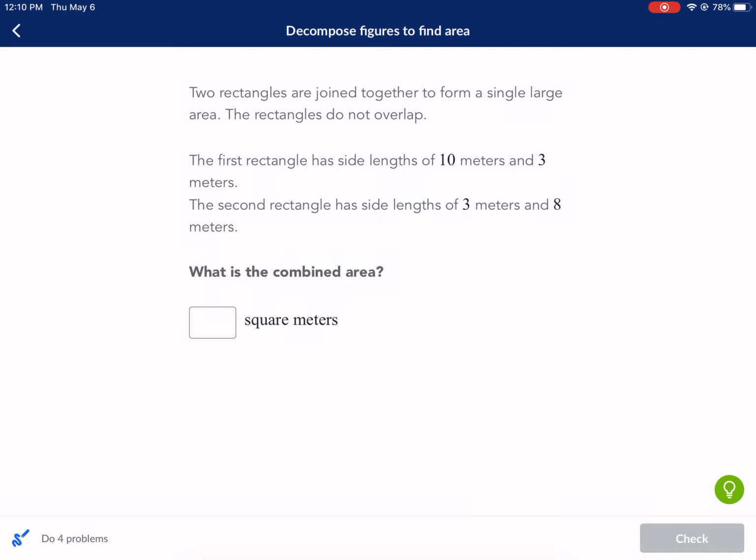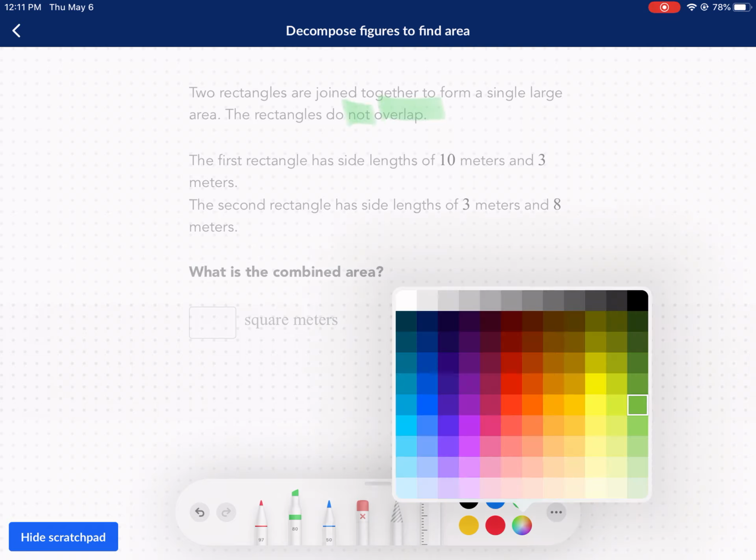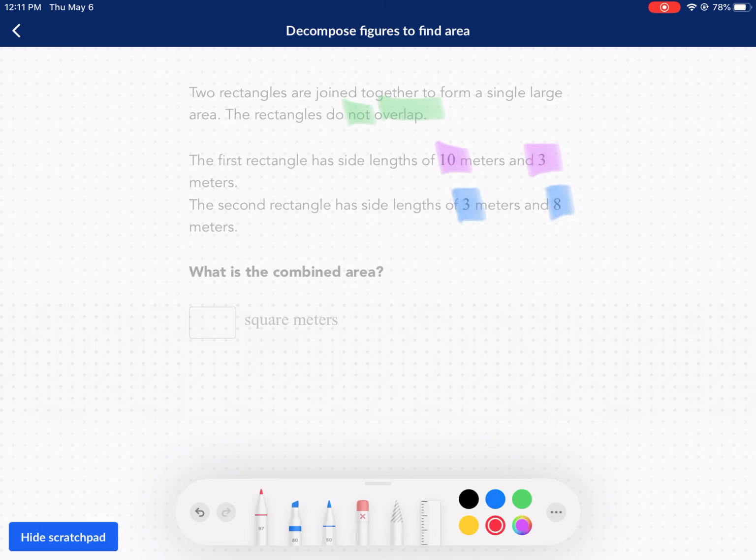Two rectangles are joined together to form a single large area. The rectangles do not overlap. That's a key word there, do not overlap. The first rectangle, let's separate this into colors. Let's go purple. We have a 10 by 3 rectangle, and the second one, we'll go blue, is a 3 by 8. If we were to draw this real quick, it would look like this, 3 by 10, and then change it to blue, we would have an 8 by 3. I like drawing a picture. I think that helps. They're both units in meters. That's something to check. Make sure it's the same units for all these measurements.